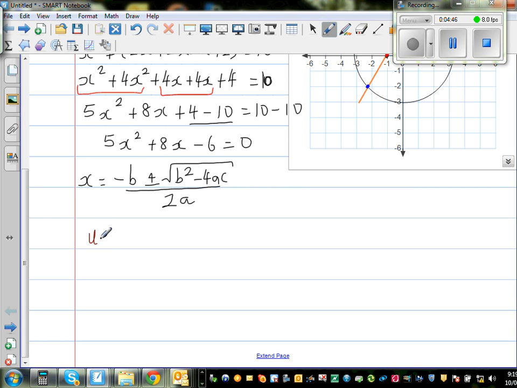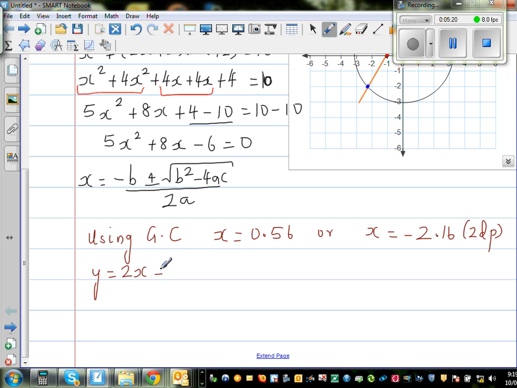so you can say using GC, I'm writing graphic calculator, to be honest. So we have x is equal to 0.56, and or x is equal to negative 2.16. Now both of them are in 2dp. So now you can use the formula y is equal to 2x plus 2. We know y is equal to 2x plus 2.